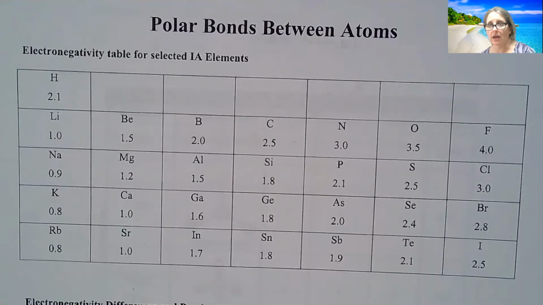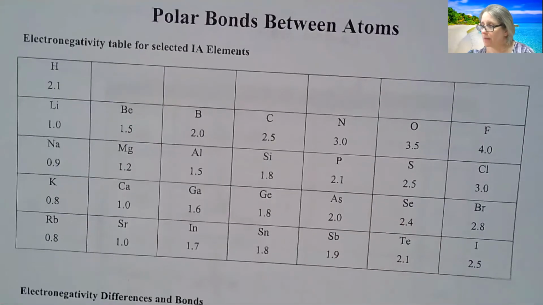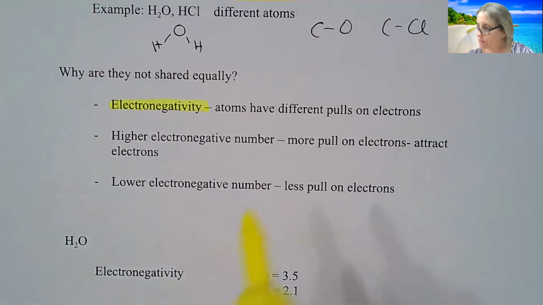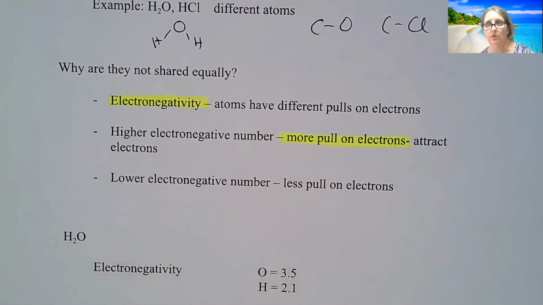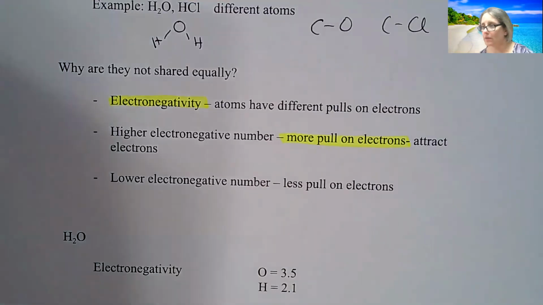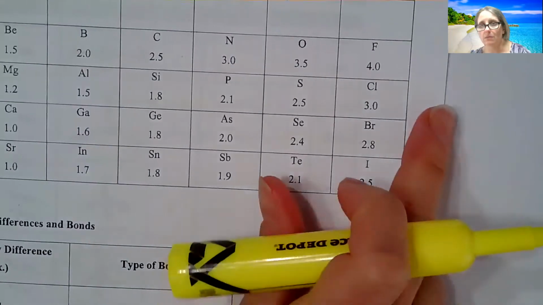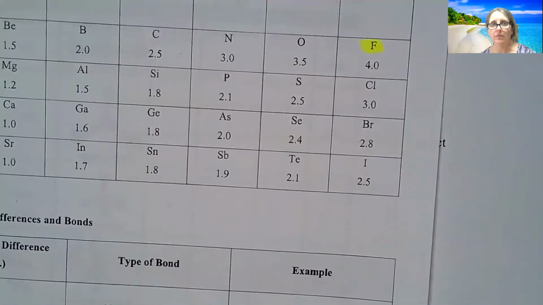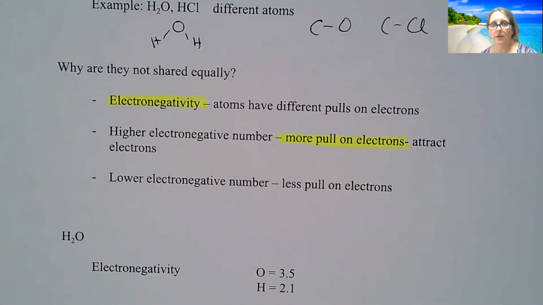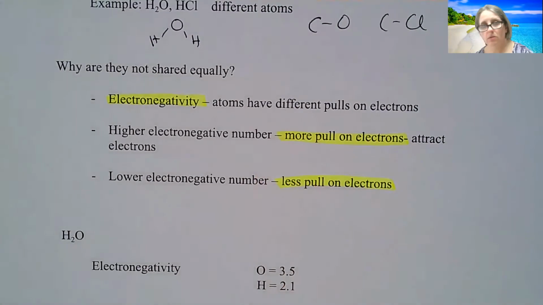So this is based on the Pauling scale. You don't need to know that, but the bigger the number, the more pull it has on the electrons, meaning it wants the electron closer to it because it's going to satisfy the octet a little bit better. So what you will find is things are on the right-hand side. So fluorine is the most electronegative element. So as you go from left to right, you get bigger and bigger numbers. The lower electronegativity numbers means you have less pull on the electrons, okay?